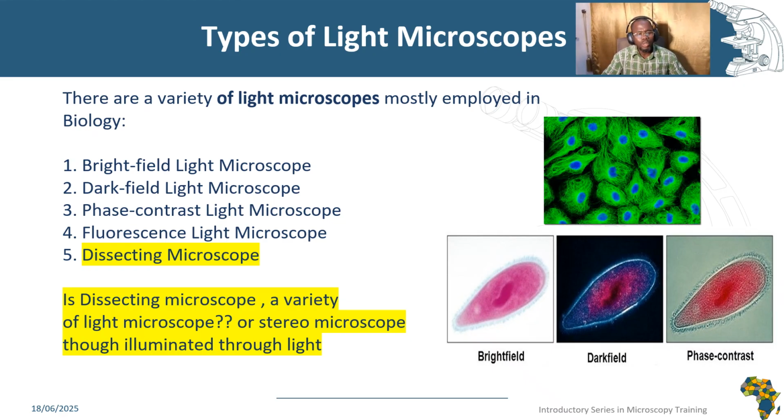Another type of light microscope is the dark field microscope. In this type of microscope, the light hits the specimen from the side and the specimen is always against the dark background. This type of microscope is ideal for observing live specimens.